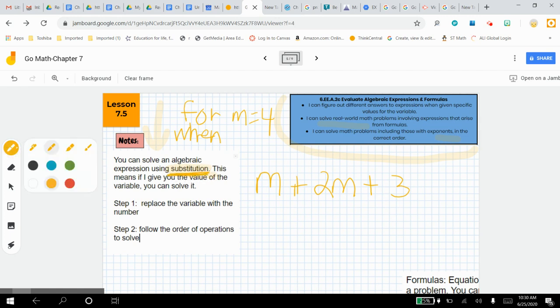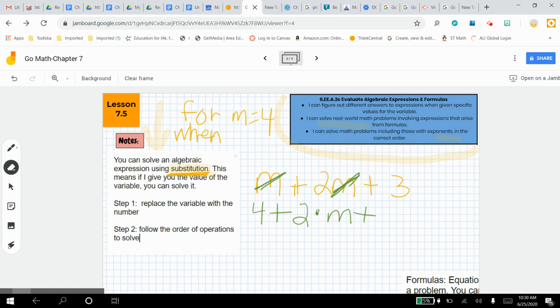All right, so if I have this, I'm going to do this thing called substitution. Are you ready? Okay, so I'm going to substitute. So instead of the m, I'm going to put in the 4. So I have 4 plus 2 times m, I'm sorry, that m is going to be a 4. Got so excited. Okay, that's a 4 plus 3. So when I substitute, I'm literally going to take that and put it in the place wherever m is. And then I follow the order of operations.